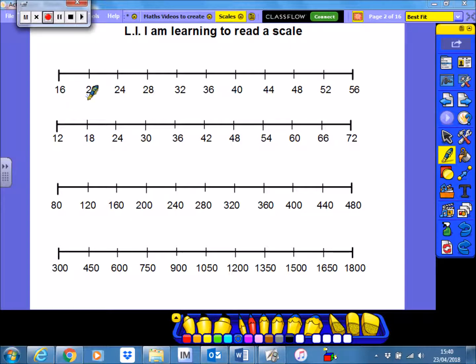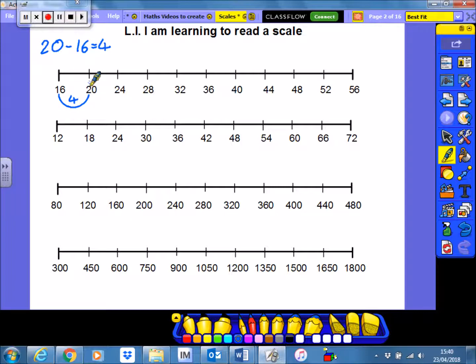Now, there's a couple of ways of working this out. Perhaps the most obvious is to work out the difference between any two numbers on the scale. So for instance, if we take 20 and 16 here, we are asking ourselves, what is the difference between 16 and 20? The way we do that is using subtraction. So 20 take away 16 is 4. So I know that this scale is going up in 4. So by subtracting two numbers that are right beside each other, starting with the big one, subtracting the smaller one, we can work out what the scale is moving up in.